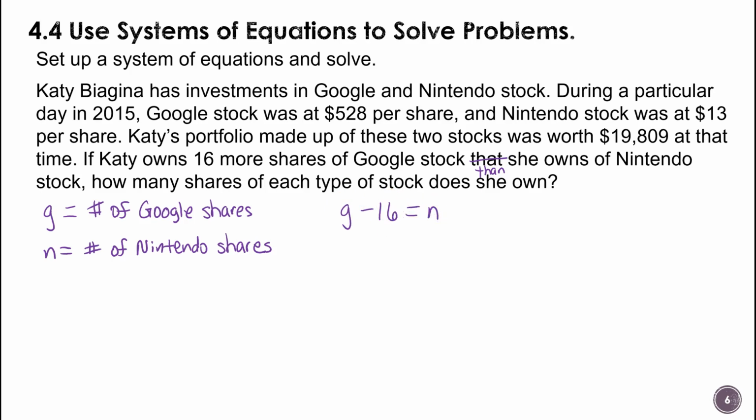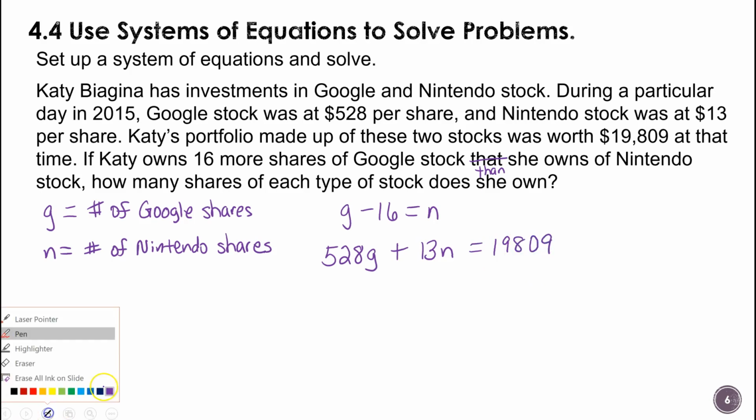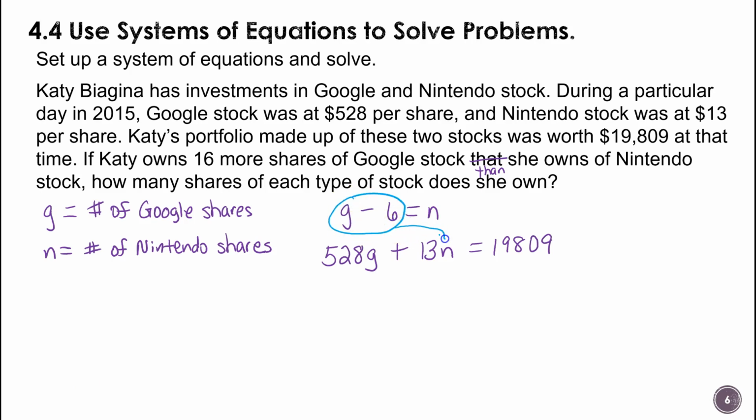And then the other equation has to do with the cost. So it's going to be 5.28 times the number of Google shares, and then it's going to be 13 times the number of Nintendo shares, and that was 19,809. Now the nice thing about this is that I already have the first equation solved for N, right? So I'm going to put this in right here for N. So I'm going to have 5.28G plus 13 times G minus 6 equals 19,809.